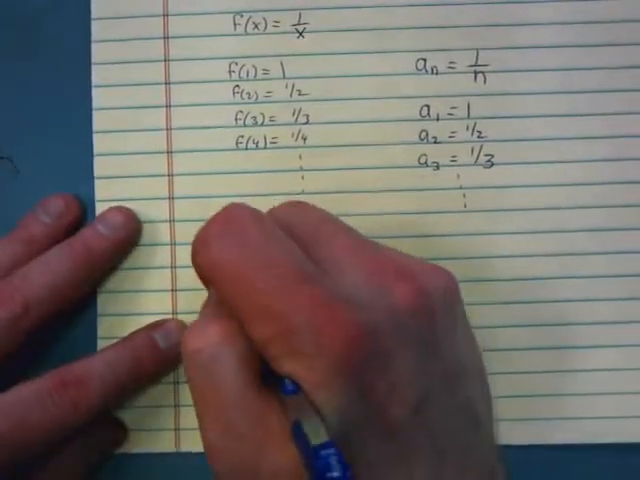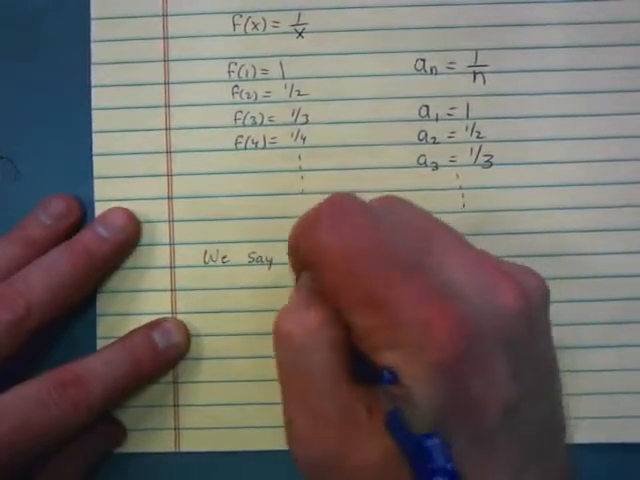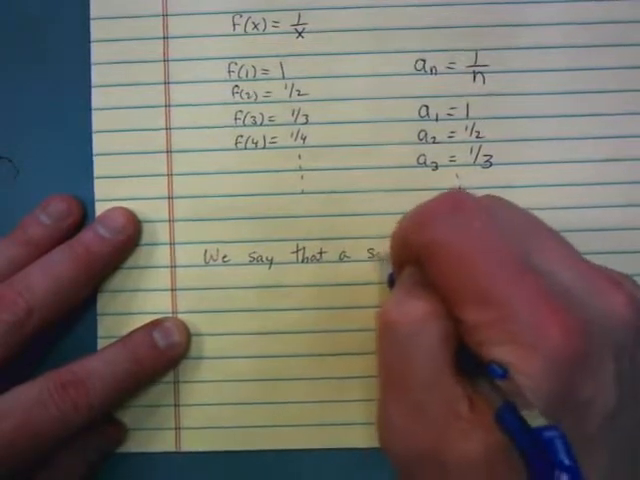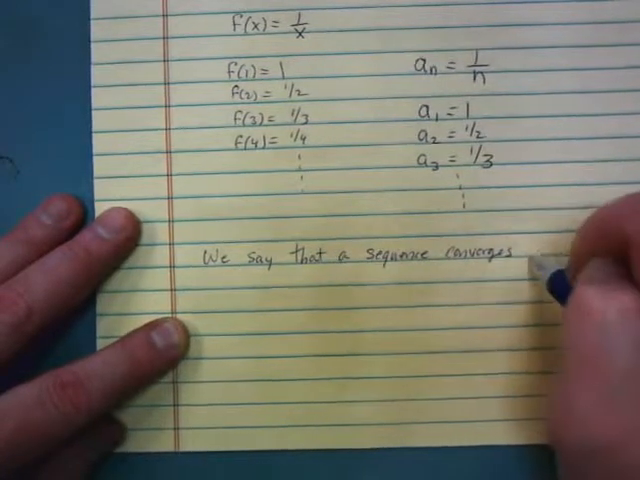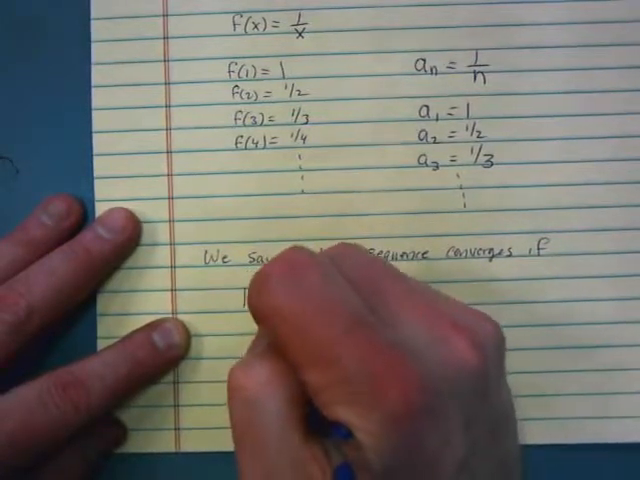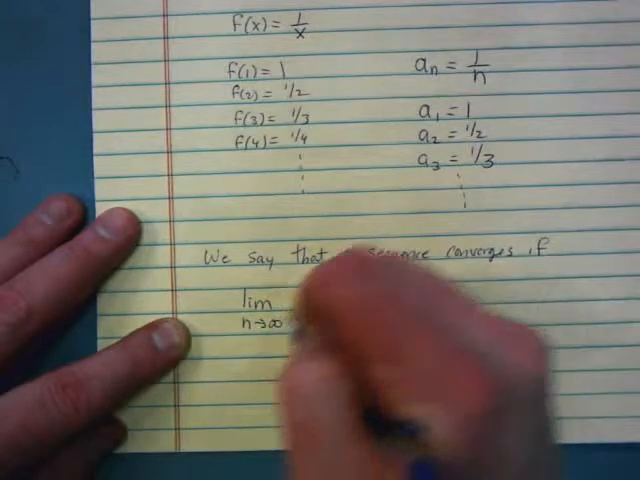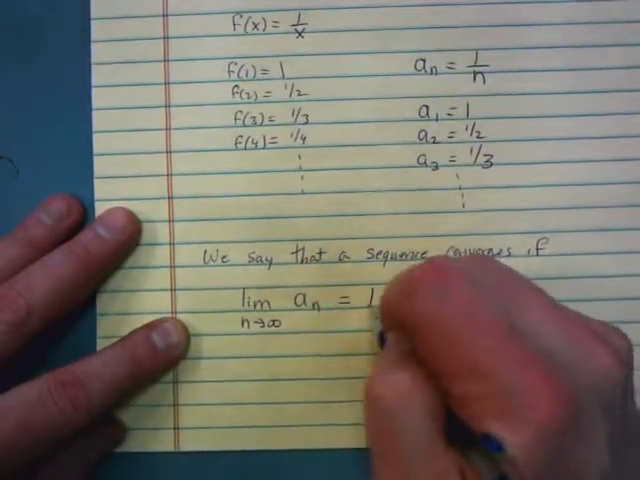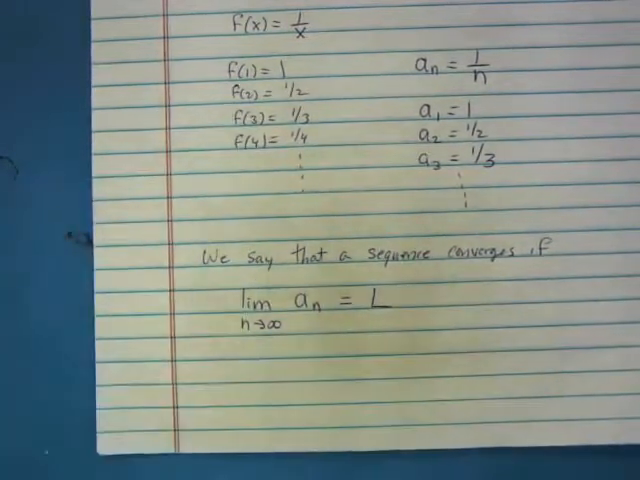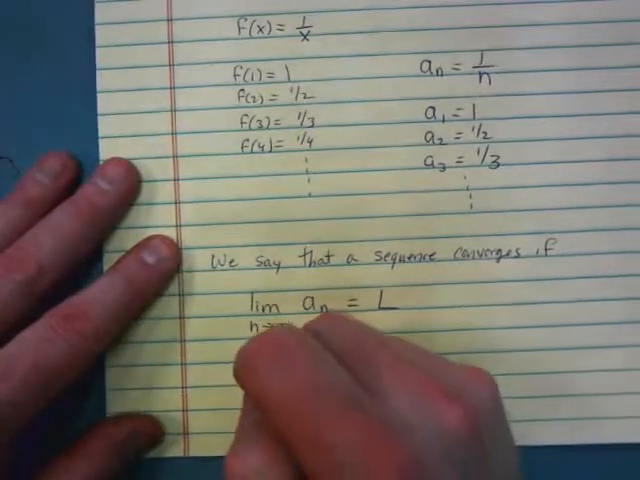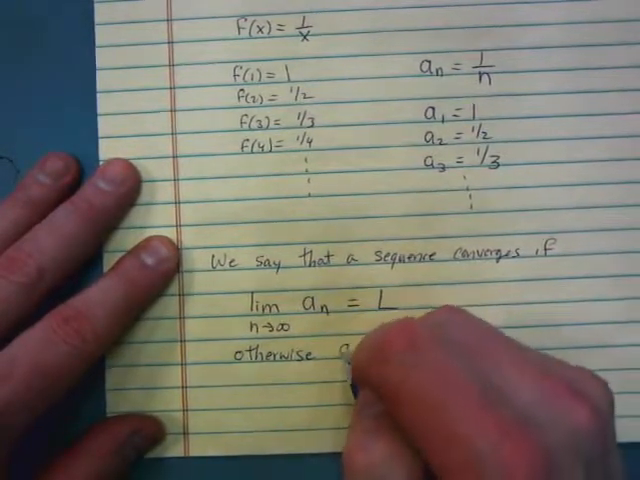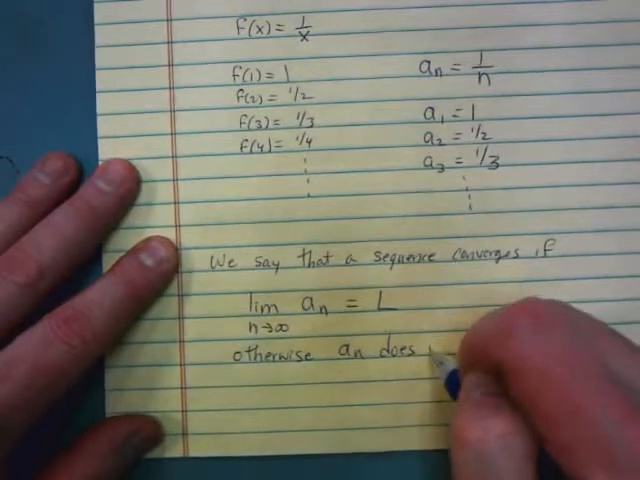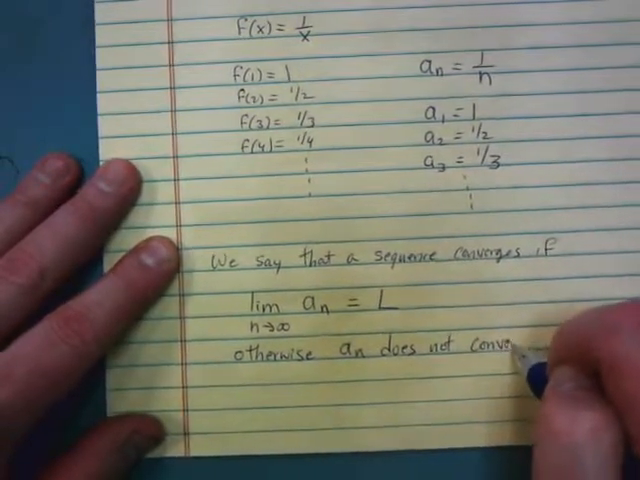We say that a sequence converges if the limit as n goes to infinity of a sub n is some number l. Otherwise, a sub n does not converge.